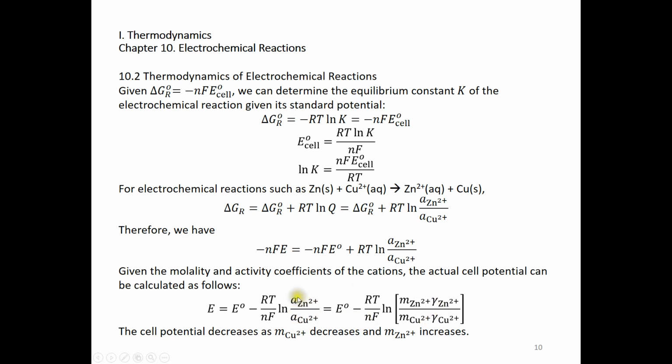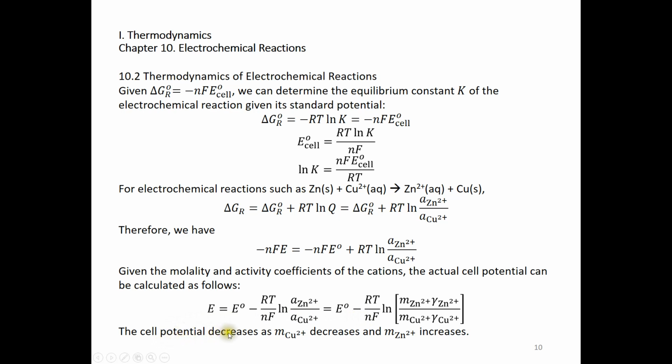Of course, the ratio between activities is equal to the ratio between the concentrations times the ratio between the activity coefficients. So fortunately, we can measure the concentrations, we can compute the activity coefficients given the ionic strengths, and that way we can establish a relationship between this cell potential and temperature.